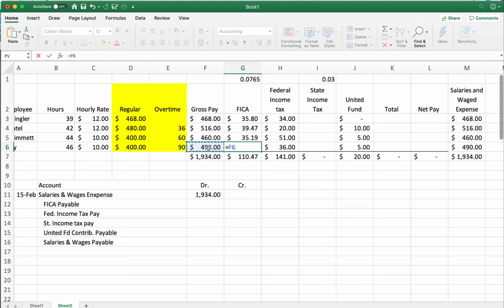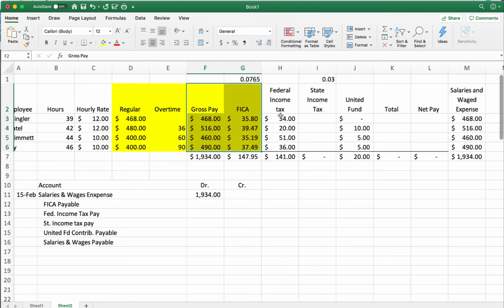So I have my total FICA for all my employees to be $147.95. What that means is, out of their gross pay, I need to withhold $147.95 and send that to Federal Reserve Bank, okay? The federal income tax, that was taken from the problem, okay? So I created these two in addition. This was given. State income tax, I created this one as well, okay?